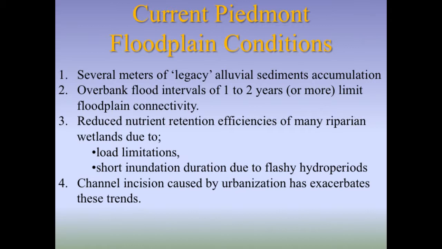The effect of that has been in a lot of cases to produce overbank flood intervals of 1 to 2 years, which is often used as a design criteria for restored wetlands. And that limits floodplain connectivity. As a result, we've had reduced nutrient retention efficiencies of many riparian wetlands due to one thing, load limitations. So we're not getting nitrogen and phosphorus up onto the floodplain that often, maybe every 1 to 2 years. So that right away limits the water quality functions of floodplains.